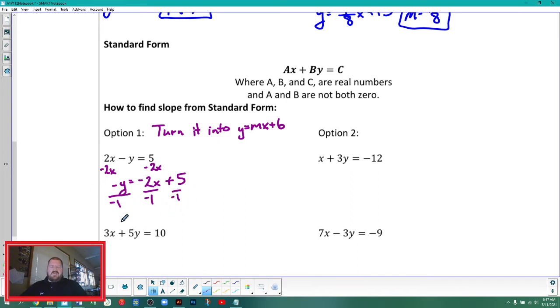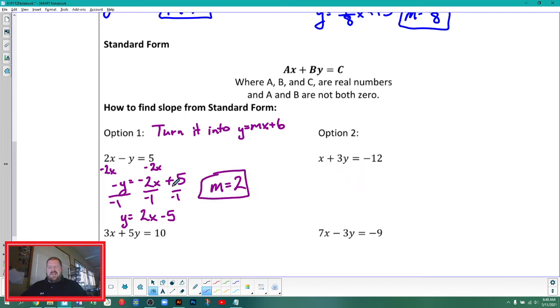Okay, dividing something by negative 1 just switches its sign. Negative 2x divided by negative 1 is just 2x. Positive 5 divided by negative 1 is negative 5. And now that it's in slope-intercept form, it's an identification problem. My slope is equal to 2, the number that's multiplied by x.